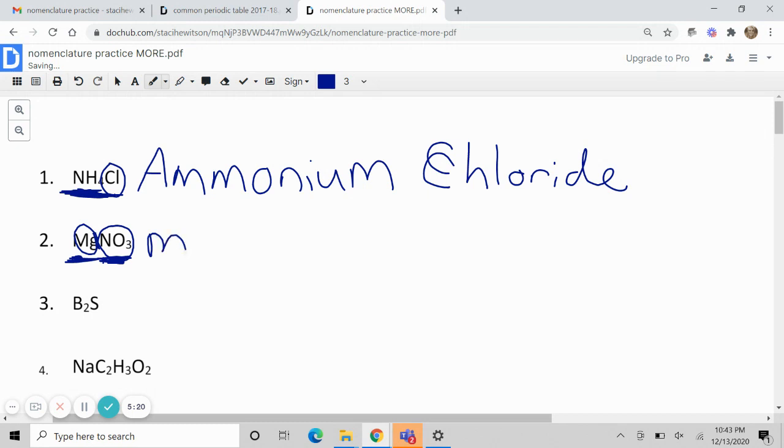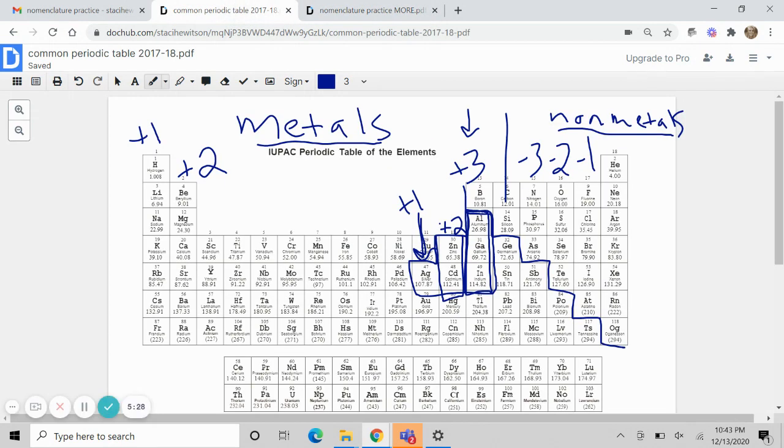So let's write magnesium. Now, magnesium is a metal, correct? How do I know that it's a metal? Well, if we look at our periodic table, magnesium is on the metal side. It's on the left side. Does it need a Roman numeral? Well, the only ones that need Roman numerals are the ones that are basically in this section. These guys need Roman numerals because we don't know their charges, right? So magnesium, we do know its charge. Its charge is +2. So magnesium does not need a Roman numeral.